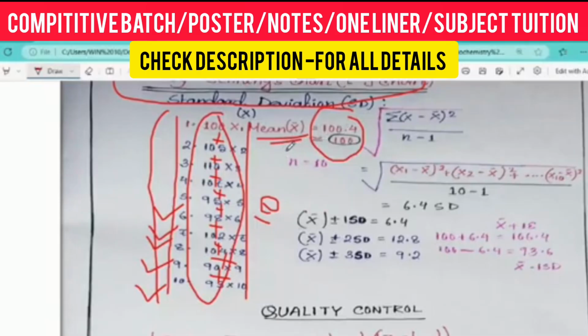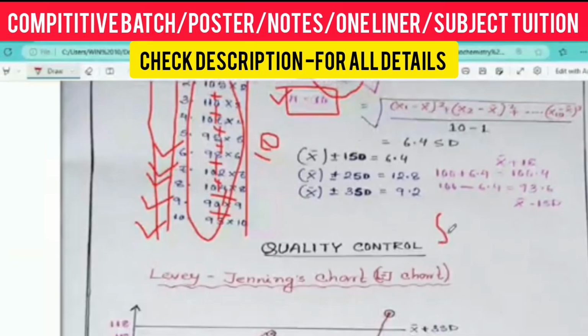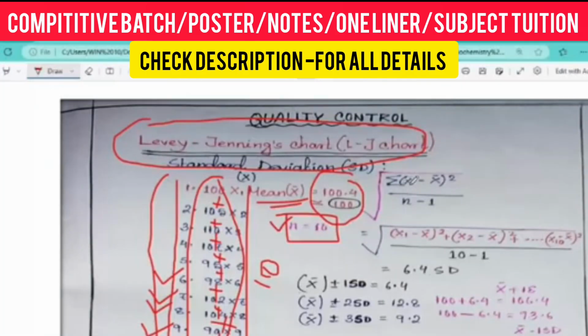And how many samples have we taken? 10. So n is 10. Now I am coming to the calculation section. SD means standard deviation, which is equal to the root of the sum of (x minus x bar) whole squared, divided by n minus 1. Here, the sum of (x minus x bar) squared is defined as (x1 minus x bar) squared plus (x2 minus x bar) squared, and so on, after that (x3 minus x bar) squared, (x4 minus x bar) squared.